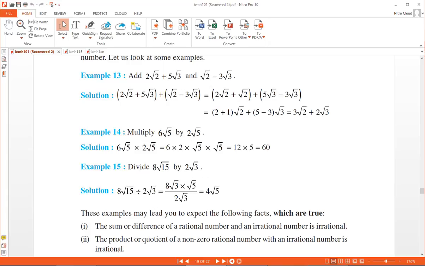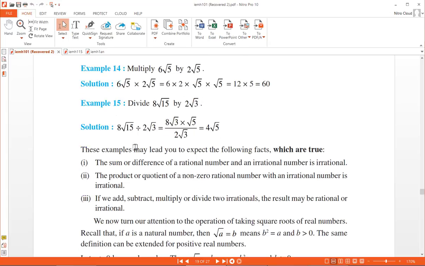Divide this by this. You can write root 15 as root of 5 into root of 3. And then you can cancel this out. So normally, like you do all multiplications and divisions, all those rules apply here. And you'll be able to solve them easily.